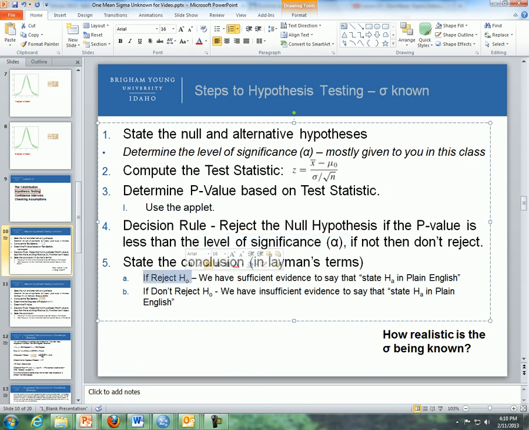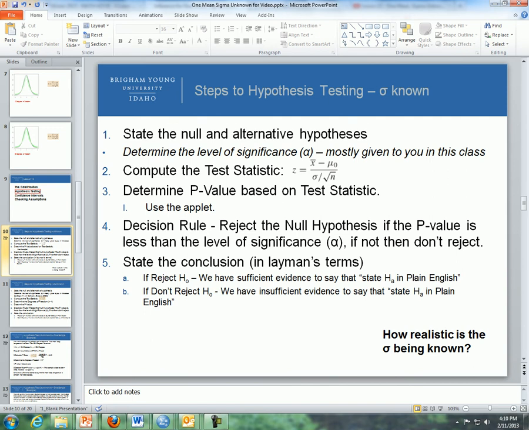If we reject the null from the last step, then we state in our conclusions we have sufficient evidence to say that, and then we state the alternative in plain English. If we don't reject the null hypothesis, then we have insufficient evidence to say that, and then we state the alternative hypothesis in plain English.